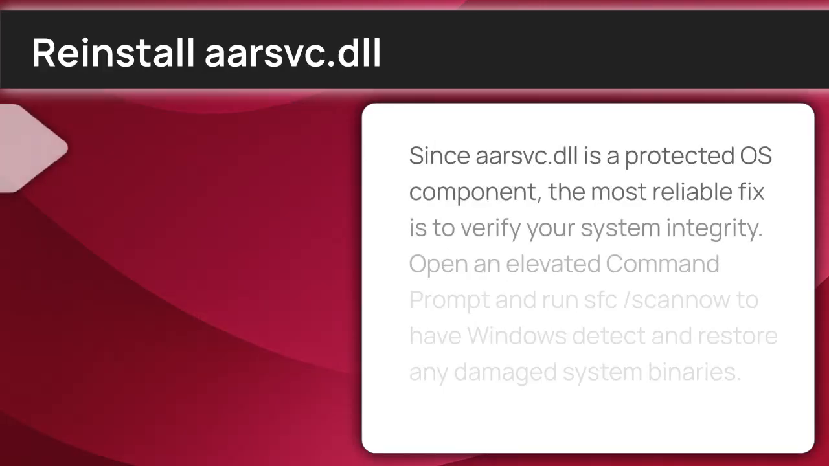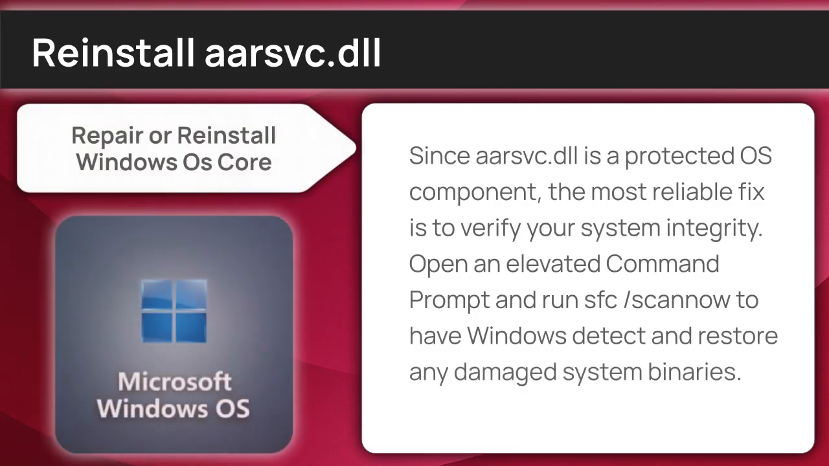Since Agent Activation Runtime Service DLL is a protected OS component, the most reliable fix is to verify your system integrity. Open an elevated command prompt and run sfc /scannow to have Windows detect and restore any damaged system binaries.